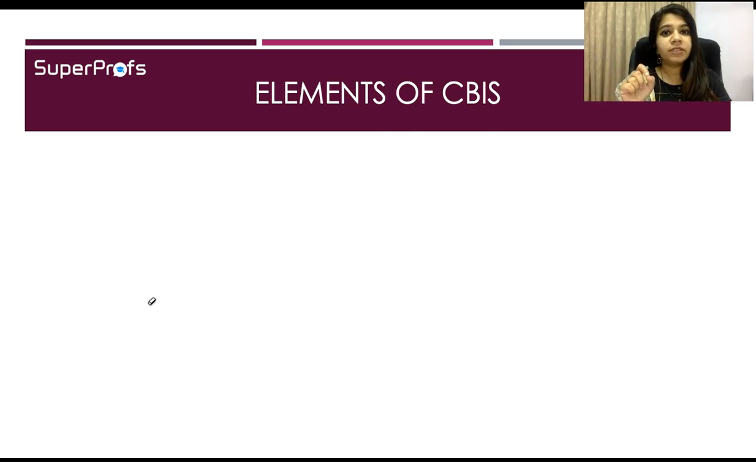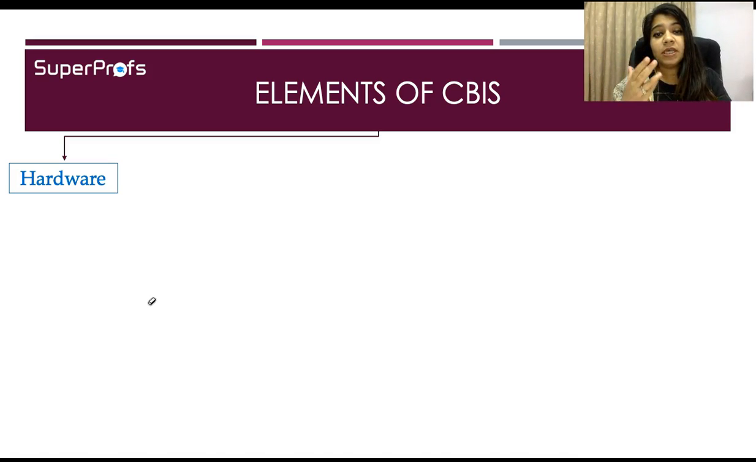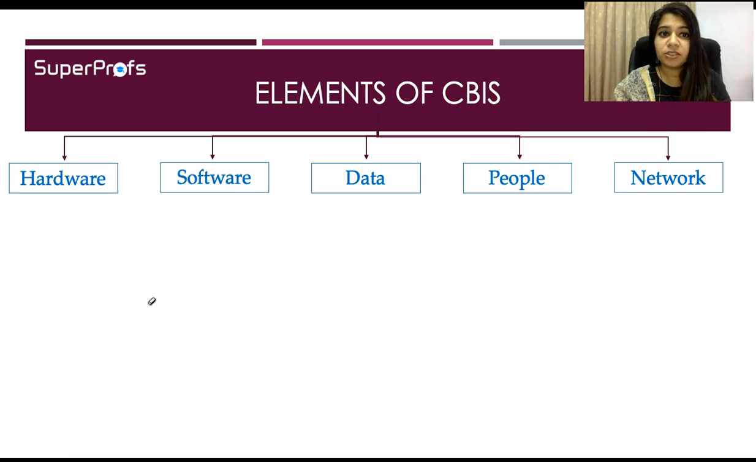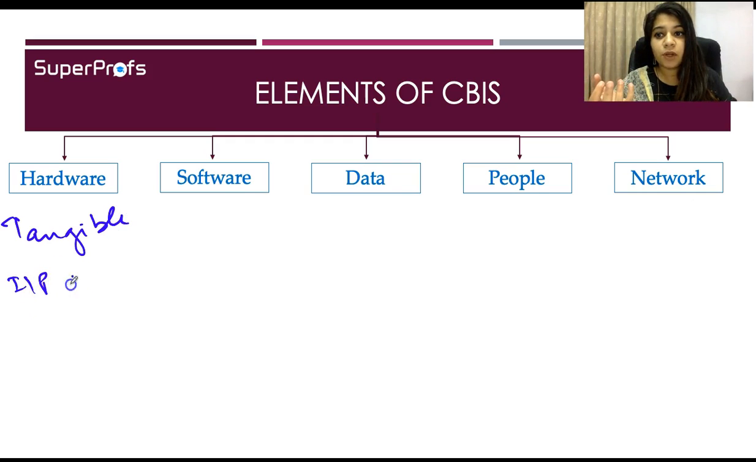All right. Next, we will study the various elements of computer-based information system. Now, this is something which we have already previously covered. So, basically, these will be the same as the elements of information system, and these 5 elements are hardware, software, data, people, and network. All right. Hardware, you understand the tangible parts. All right. And what are these? Your input output devices, or your storage devices, CPU, everything, processing devices, all the devices which you can touch, the tangible parts are the hardware.